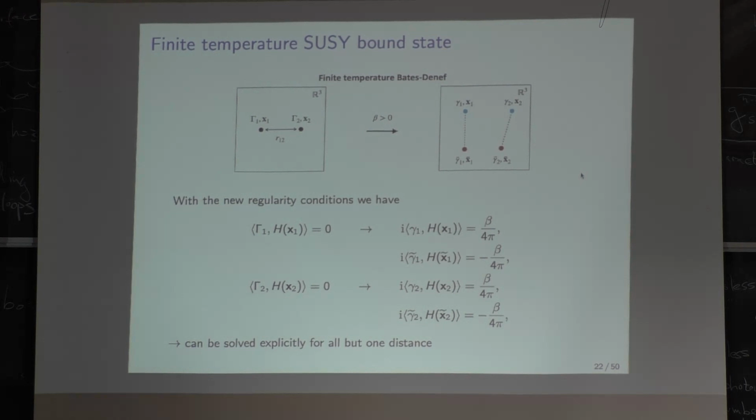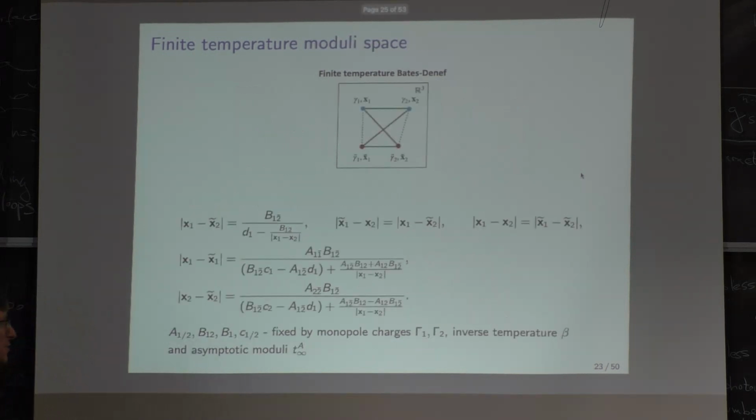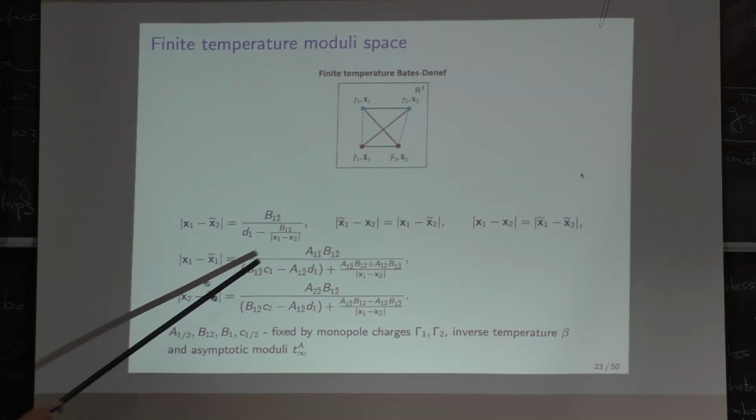So now these regularity conditions can be solved explicitly for the case of two black holes. So what you find is it's going to be this schematic set of solutions. You don't need to pay attention to the details of them, but the only thing that I want to point out is that first of all you can explicitly find these solutions for the distances, and second of all we can fix all of the distances except for one. So we are actually left with one free parameter now after turning on the temperature.